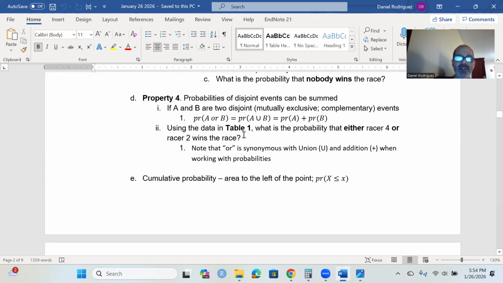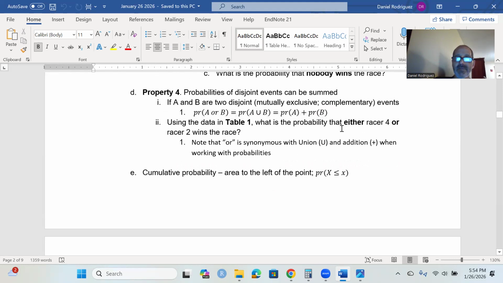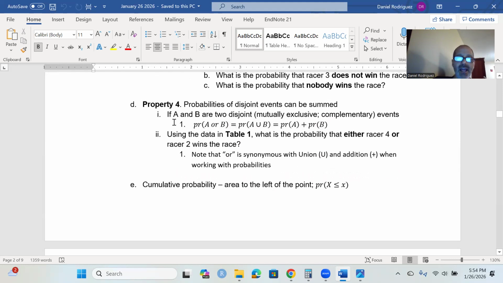Property 4: probabilities of disjoint events can be summed. If A and B are disjoint, which is the same as saying they're mutually exclusive, it means they cannot occur together. The probability of A or B occurring is the probability of A union B. We use this U symbol, which means the union of the two. It's synonymous with or, so the probability of A or B occurring is the union of the two, and that's equal to the probability of A plus the probability of B.